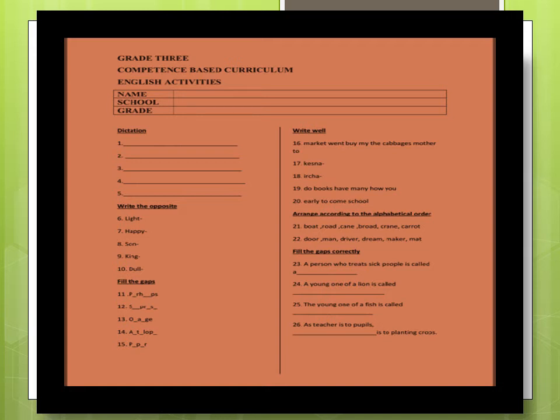The second part, fill in the gaps correctly. A person who treats sick people is a doctor. A young one of a lion is called cub. The young one of a fish is called fingerling. As a teacher is to pupils, a farmer is to planting crops.